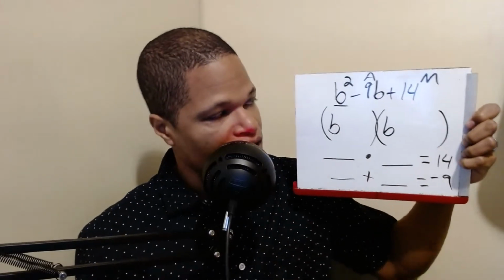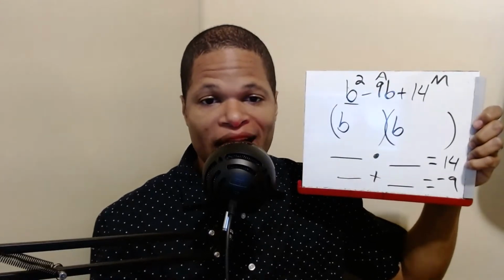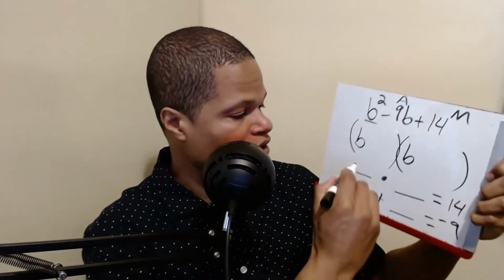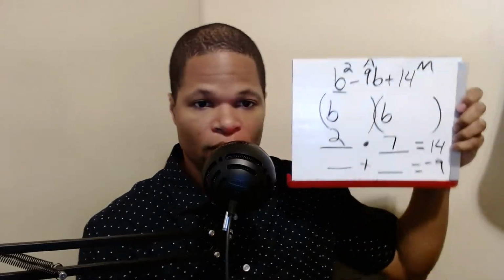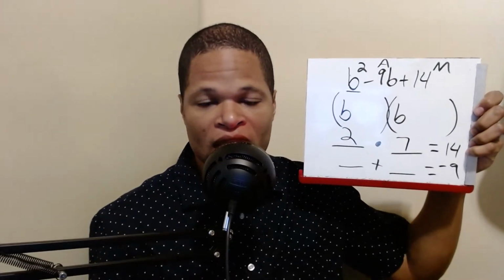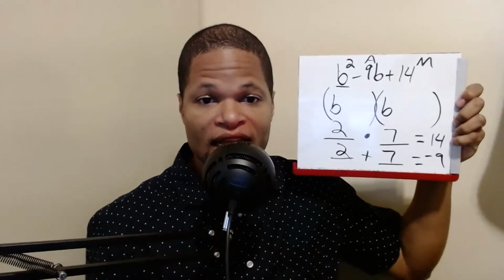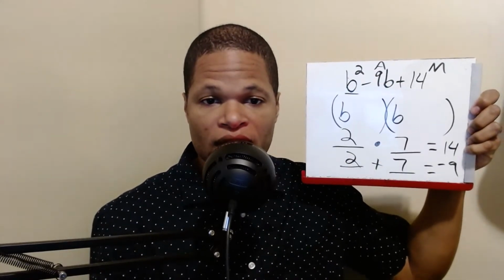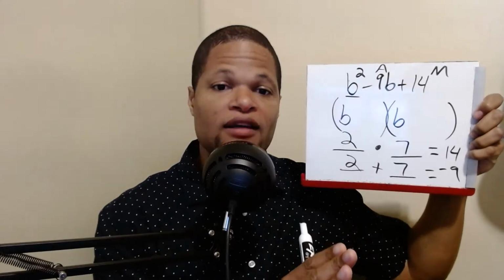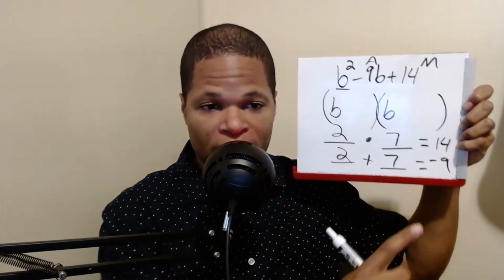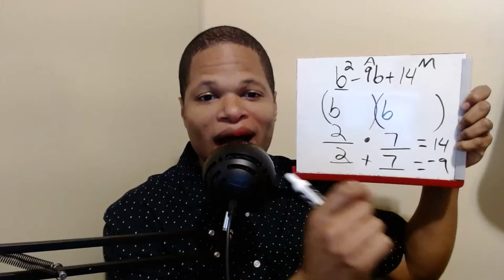So if I think about 14, the first numbers that come to mind are 2 and 7. 2 times 7 does equal 14. Most people don't have any trouble with that. And if you think about it, 2 plus 7 does equal 9. Now, before you get too excited, you have a little bit of an issue here, because 2 plus 7 equals positive 9.